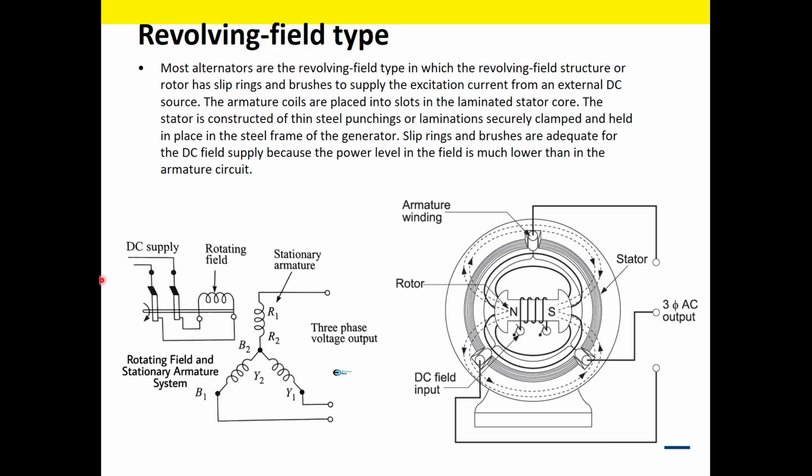Okay, here we have the revolving field type. More common. You're probably never going to see the revolving armature type. Out of all the generators in the Lower Mainland, I'd say over 90% of them are this type, the revolving field type. What we have here now is our three-phase windings stationary. Okay, guess what they're called? The alternator stator. And we have the rotating magnetic field here.